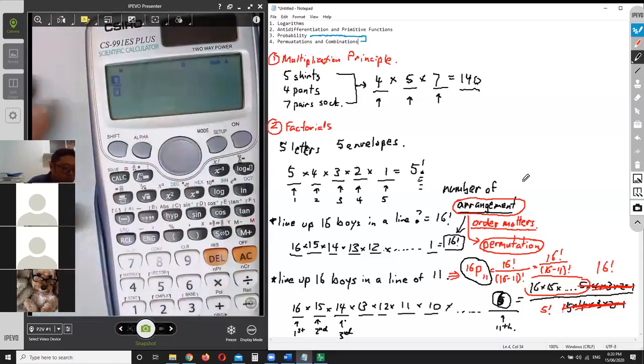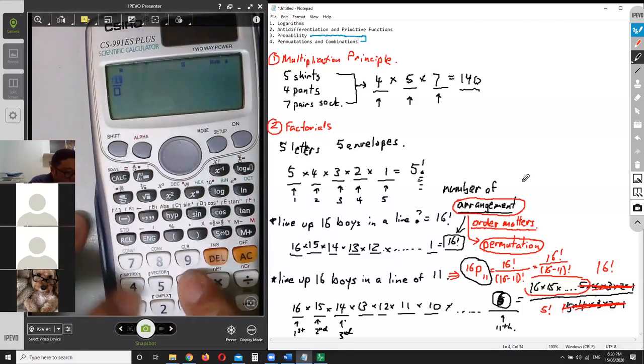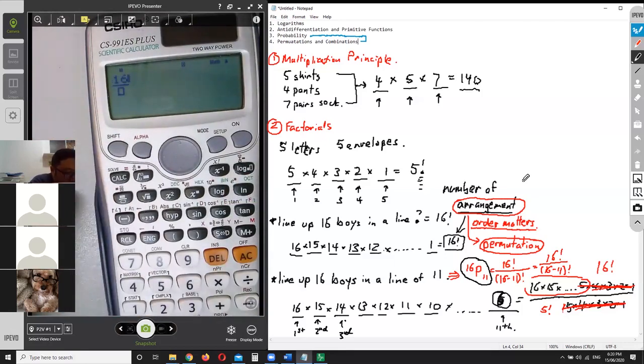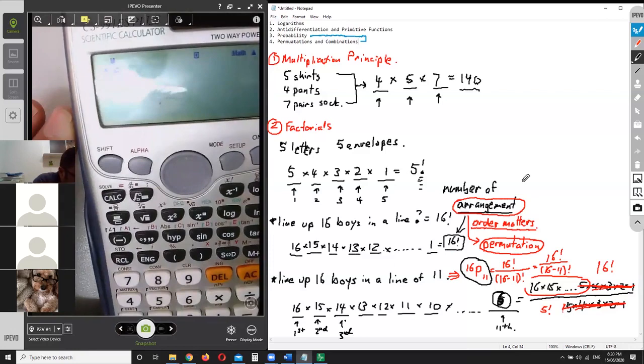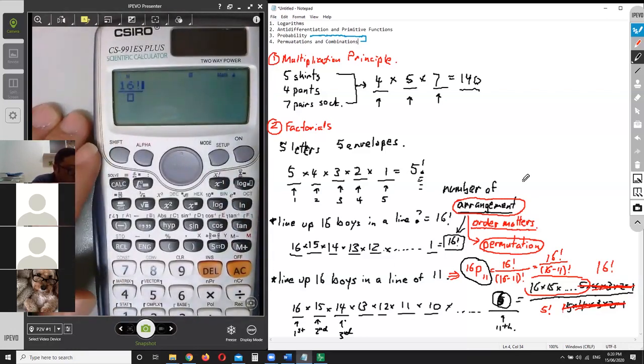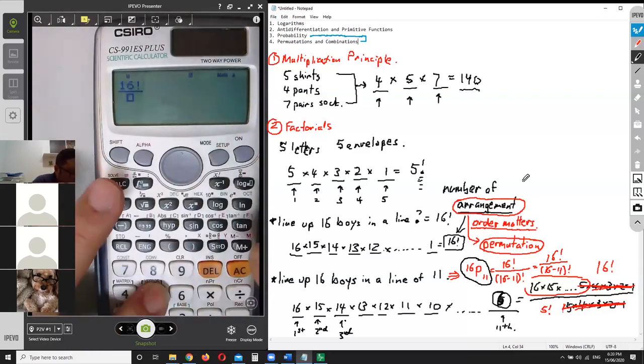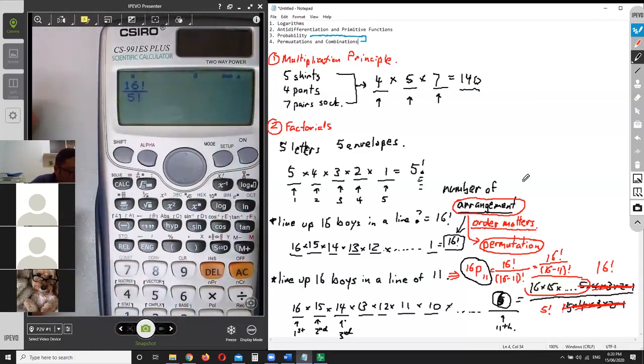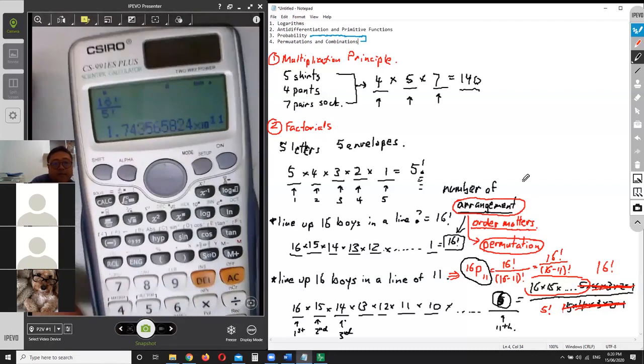So another way of doing this is 16 factorial. Now, where's the factorial button? Can you guys see it? It's in the top right, below the on button. It's different on our calculators. Oh, okay, it's top right. Here we go. Okay, so 16 factorial over 5 factorial. And do we get the same answer? Yes, we get the same.